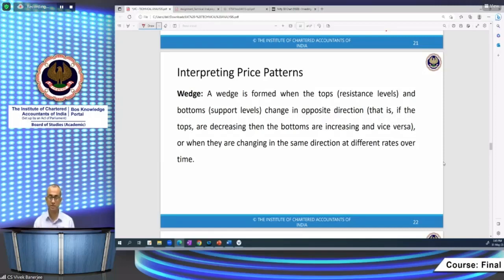I will explain it because from the wordings, we will find it difficult to understand. Let us explain it with the help of a diagram, a simple diagram, wedge.